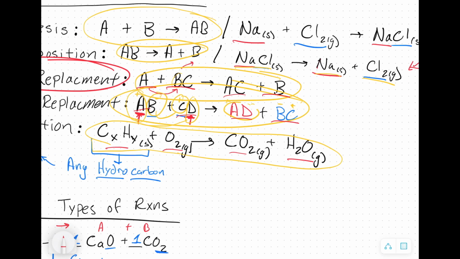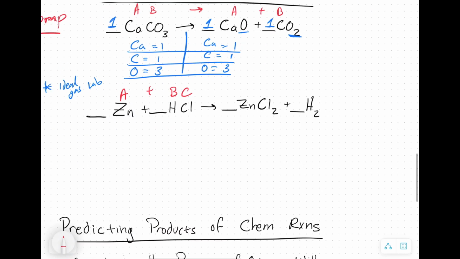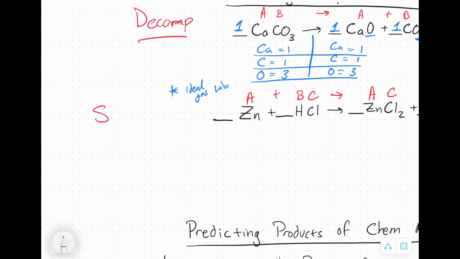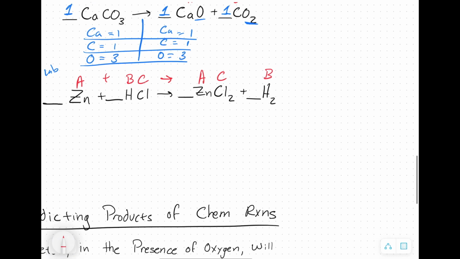A plus BC, I have my arrow. Well, now here, Zn was A, Cl was C, and then H was B. So it looks like A is kicking out B. So yeah, this is definitely going to be a single replacement. I'm just going to put SR for single replacement.